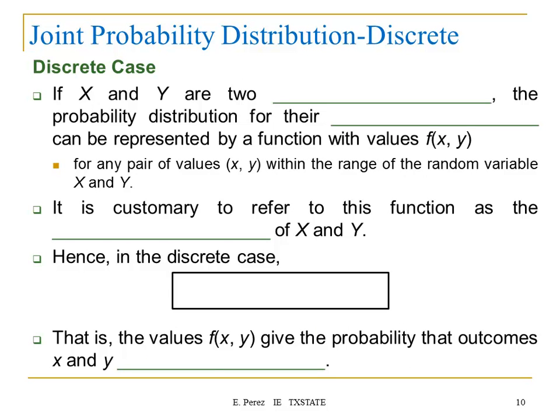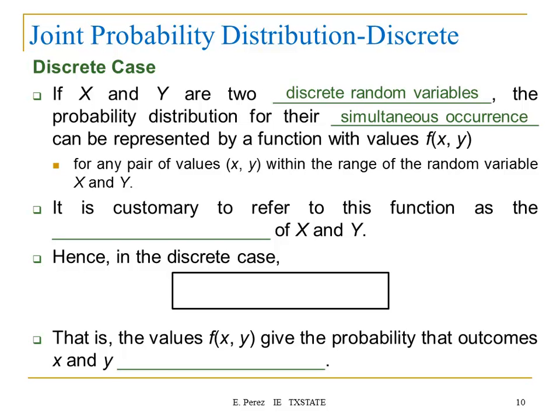So let's look at the discrete case first. So let's say we're still focusing on only two random variables, X and Y, which are two discrete random variables. The probability distribution for their simultaneous occurrence can be represented by a function of two variables, which are X and Y. So now instead of having only the function in terms of X, we're going to have a function in terms of two variables, X and Y, for any pair of values X and Y within the range of the random variables X and Y. So each variable can have an independent range. So X can go from 0 to 2 and Y can go from 1 to 7, for example.